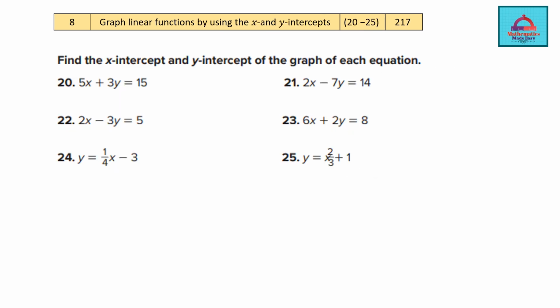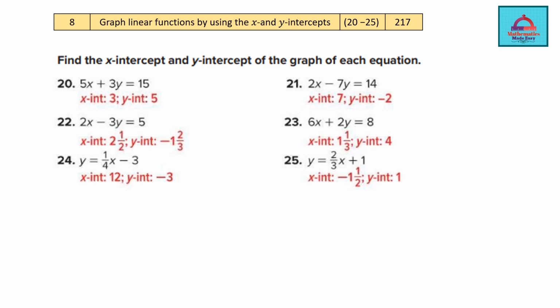Find the x-intercept and the y-intercept of the graph of the equation. This is very easy. For x-intercept, y is 0. For y-intercept, x is 0. So your intercepts will come out to be like this. Let's do one question.